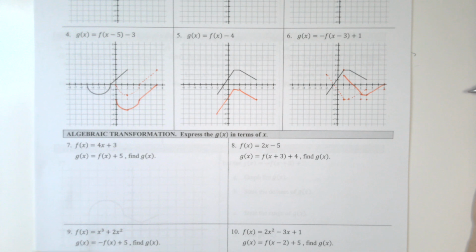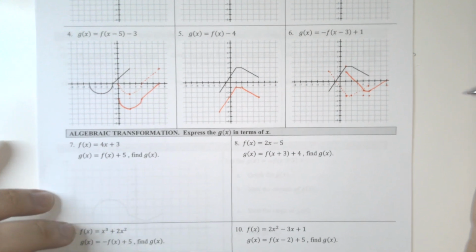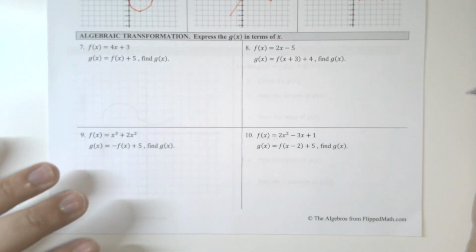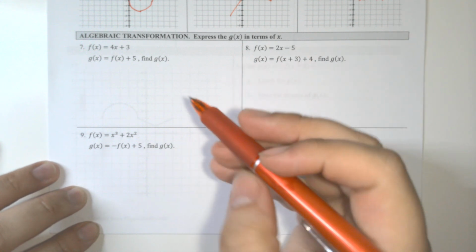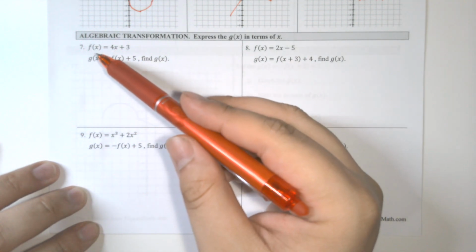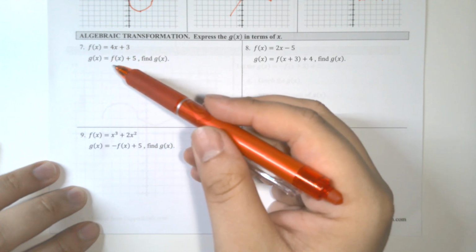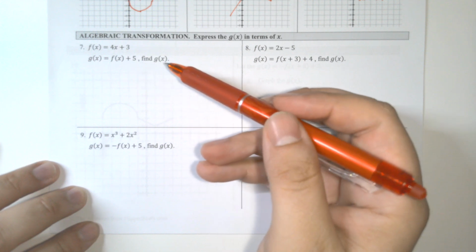So that's 1 through 6 and how we can do our transformations graphically. What about 7 through 10? Okay. So now we're going to do these algebraically. We know that f of x for number 7 is given by 4x plus 3. And g of x is given by f of x plus 5, and we want to find what g of x is.